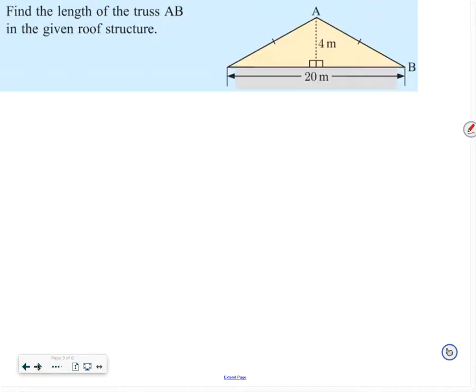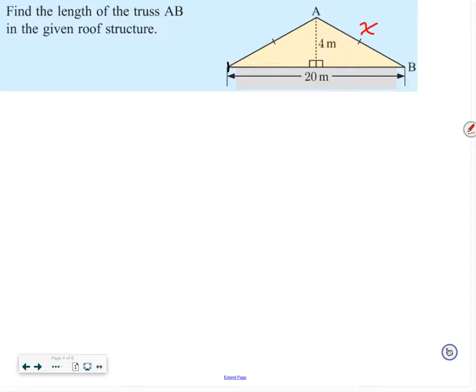Okay, let's look at another example here. This is: find the length of a truss AB in the given roof structure. So we have a given roof structure. We're 20 meters across. So these trusses, okay, from A to B, they're congruent from here. So what we have is an isosceles triangle. We have 2 congruent right triangles. So I can see my right triangle is there, and my unknown, my AB, is my x here.